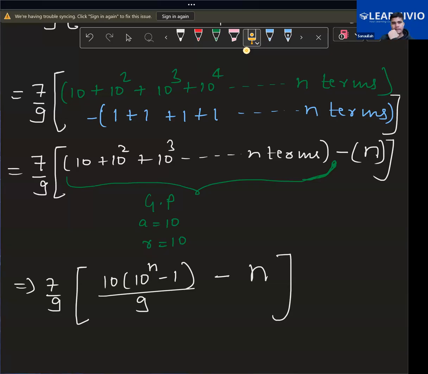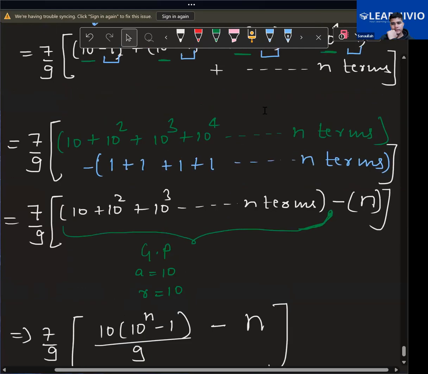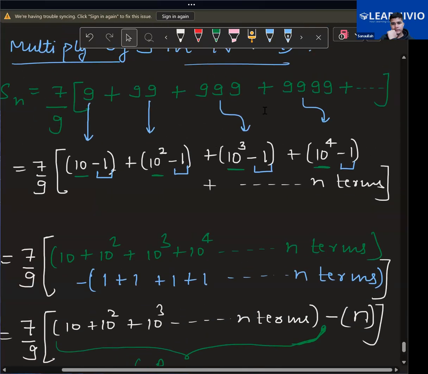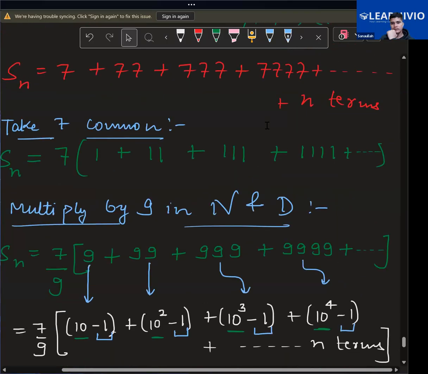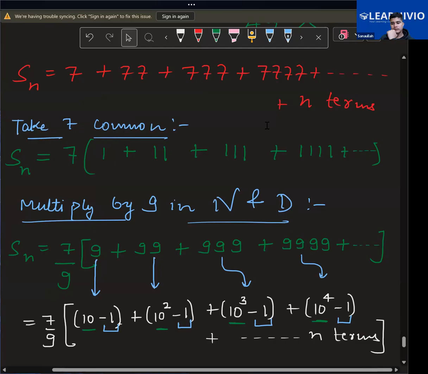How was this question? Understood? Sir, our annual date sheet has come. Our maths exam is last. It's on 20th February, Thursday. Okay, okay.